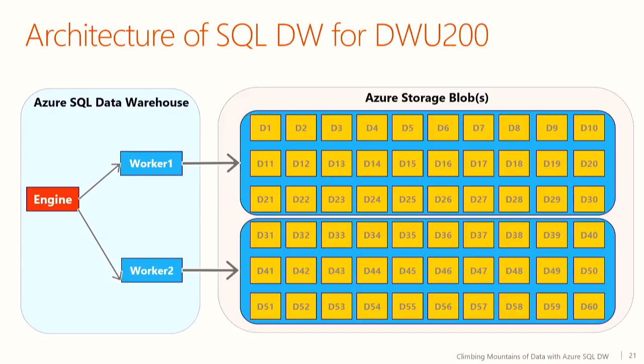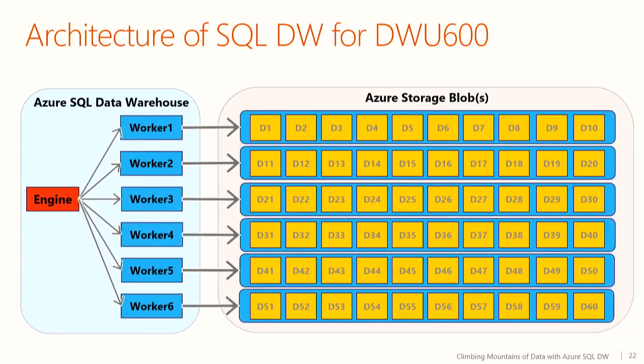If we were to scale that up to a DWU 600, now we get a remapping. We've got 6 worker nodes, and you can see now that each worker node is mapped to 10 of those databases. So obviously, when you ramp up to the maximum, which is currently 6,000, you'll get a 1-to-1: 1 worker node against each database. So you're getting more and more parallelism.